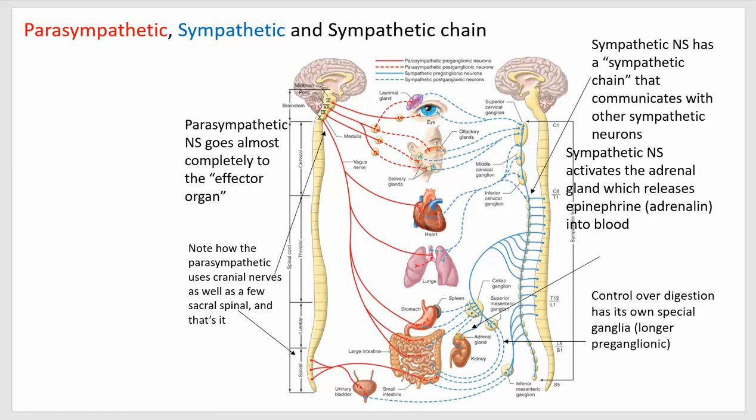We've got the parasympathetic effects over here in red, and the sympathetic over here in blue. For the parasympathetic, you can see most of the preganglionic neurons originate at the top or the bottom. They either come from the cranial nerves in the brainstem, or all the way down here at the sacrum. You don't see any parasympathetic neurons coming out of the spinal cord in between. That is reserved for sympathetic, which you see a lot of over here.